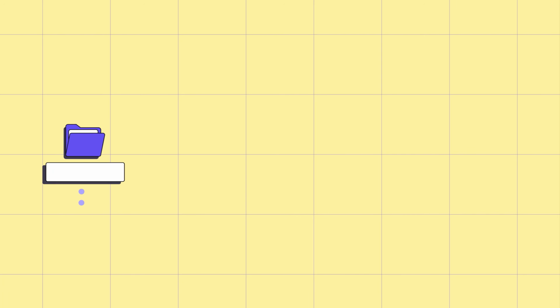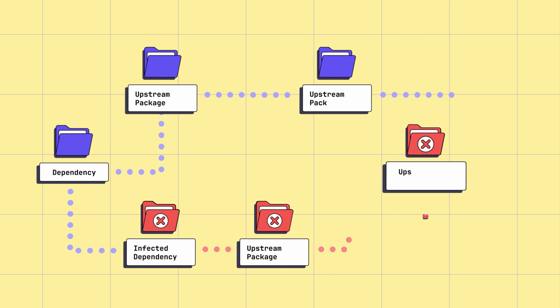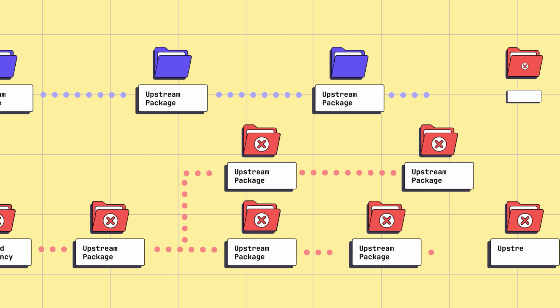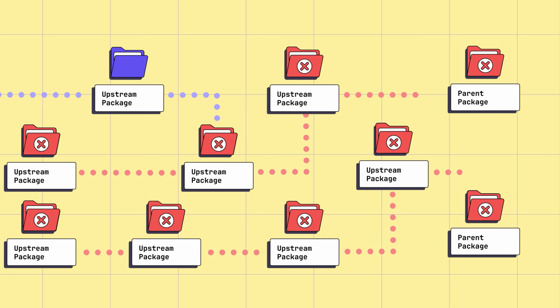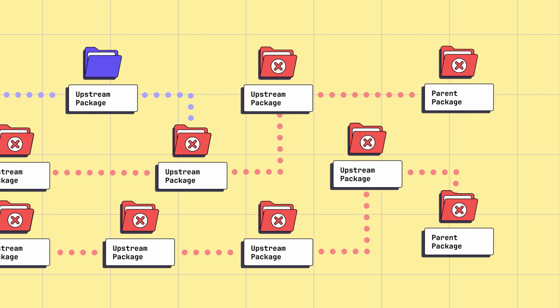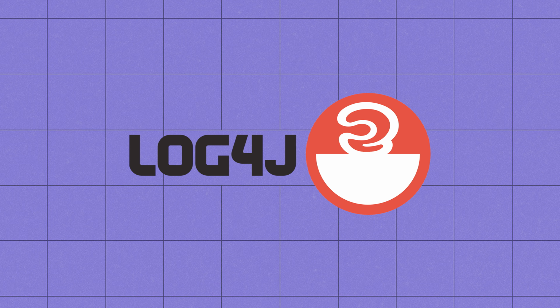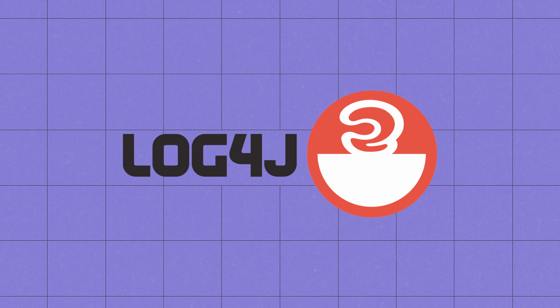Now, why this all matters is if one of these dependencies ends up having a vulnerability within it, it can have a flow-on effect. I'll give you a concrete example. There's a package called Log4j. It's a logging application for Java. In 2021, it was discovered that there was a critical remote code execution vulnerability inside Log4j.